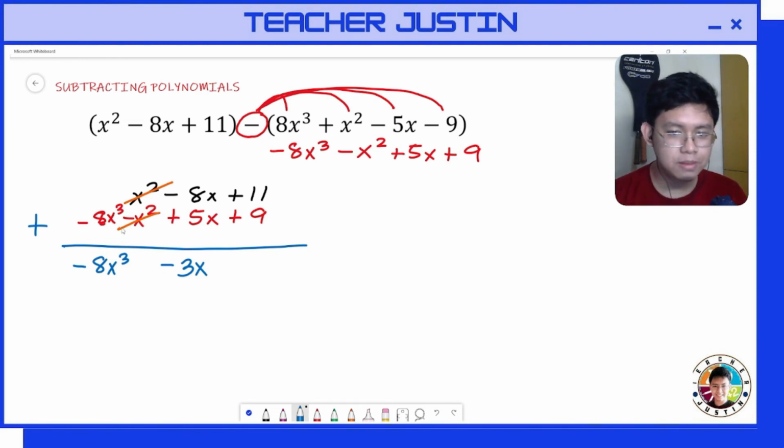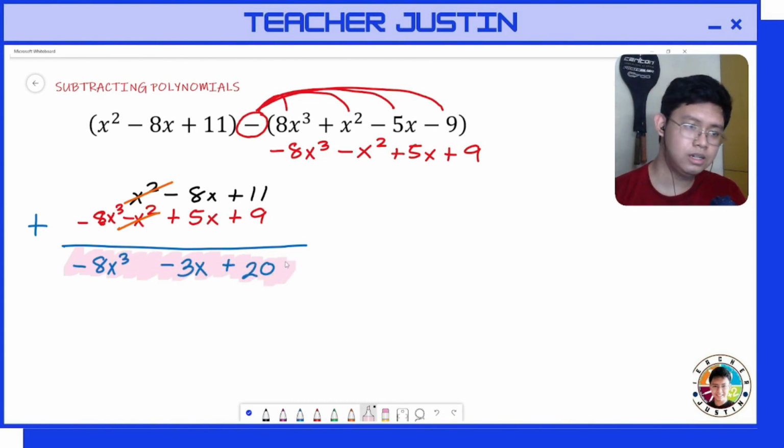Next is 11 plus 9. So copy the sign, and then add. So 11 plus 9, that will be 20. So our final answer will be negative 8x cubed minus 3x plus 20. And that is it. Ta-da!